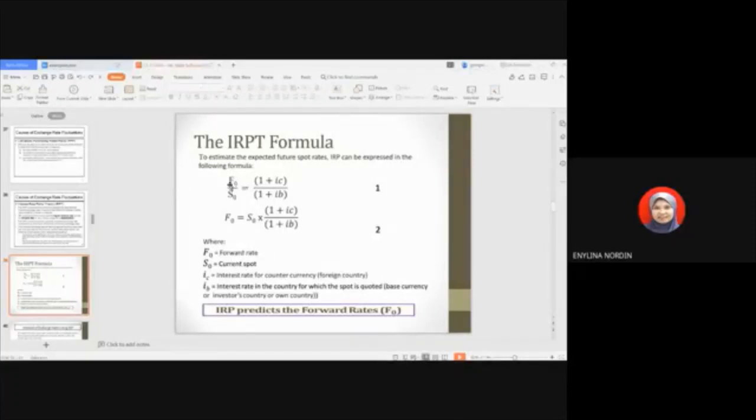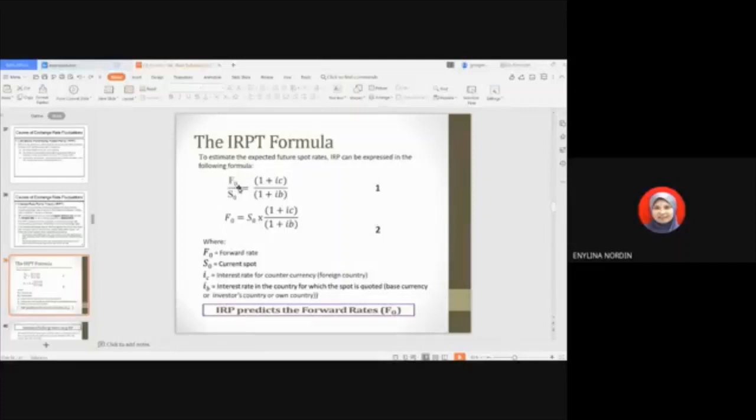Some textbooks will use F1, where one means the forward rate. And then S0, as usual, is the current spot rate, and this equals 1 plus IC, the interest rate in the foreign country, divided by 1 plus IB, the interest rate in the base currency. So in this case, you can see that there is an F here.